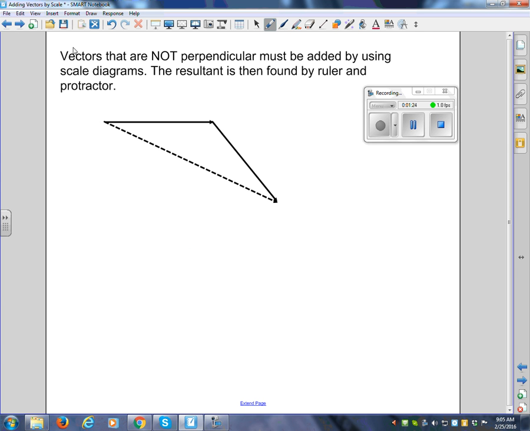You're throwing them away. Vectors that are not perpendicular must be added by using scale diagrams. It says it right there. You can't say I didn't teach it to you. The resultant is then found by ruler or protractor. In grade 12, I'll give you a mathematical tool to do it.